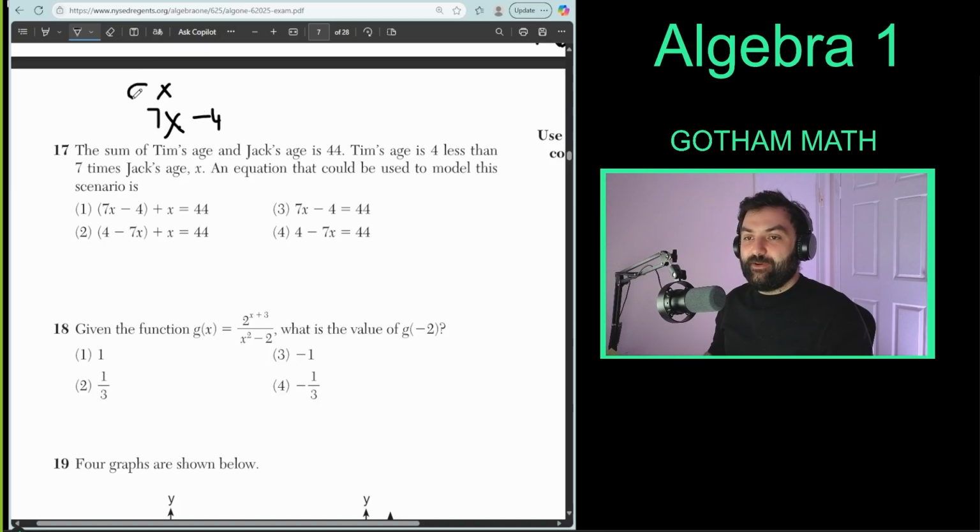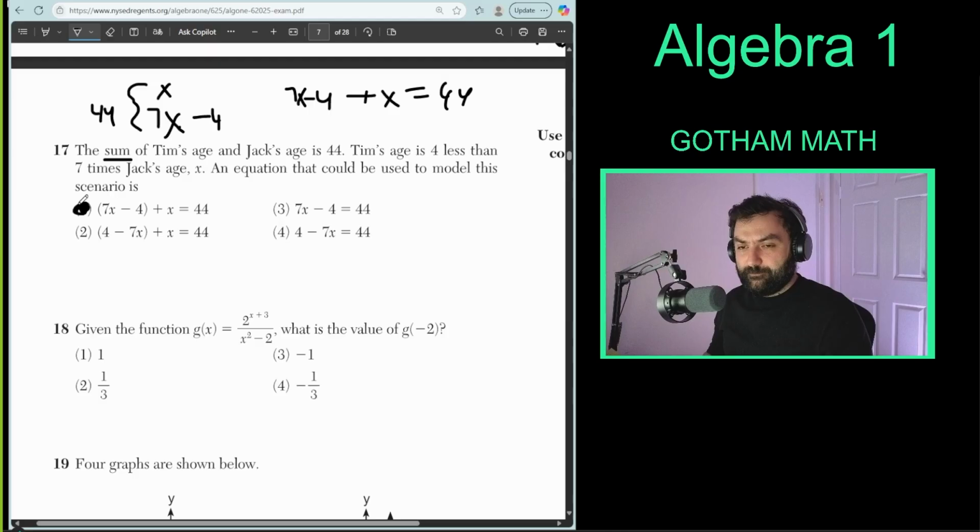And together, the sum, they use a lot of words like sum in this test, is 44. Sum means what? Add them. So it's going to be 7x minus 4 plus x equals 44. Where is it? It's 1. Easy.